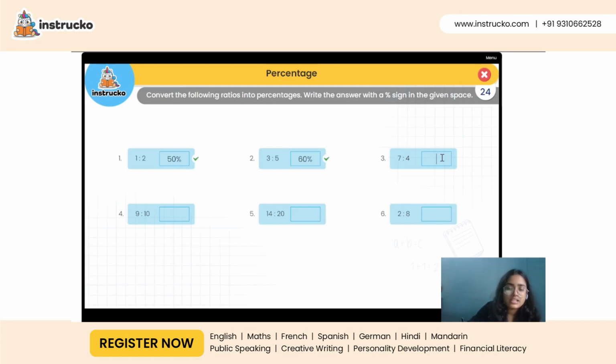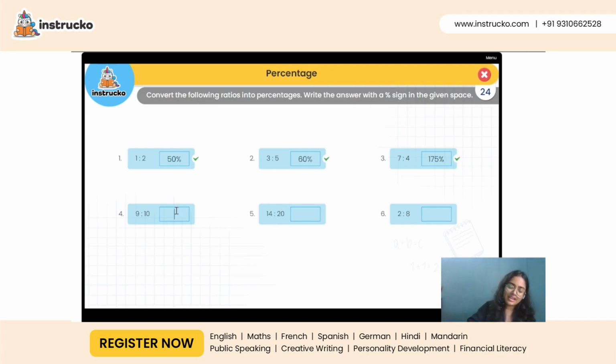Let's go. Next up, we have 7 ratio 4. You can write it as 7 in the numerator, 4 in the denominator in fraction form. Then you multiply it by 100. When you divide 100 by 4, you get 25. And when you multiply 25 by 7, what do you get? Do your calculations. This is something that requires multiplication skills. I hope you've got your answer. And yes, if you've got 175%, congratulations, your multiplication skills are also in place.